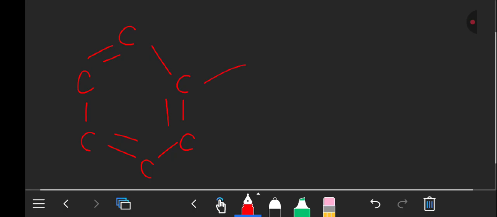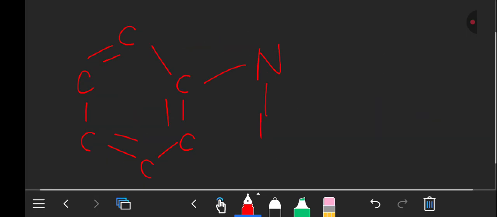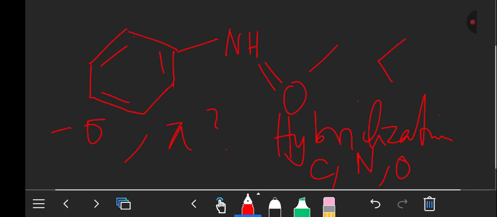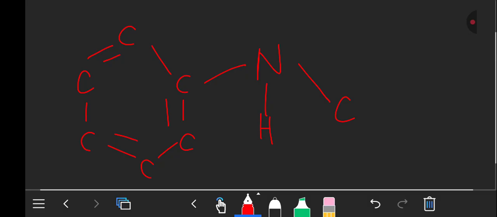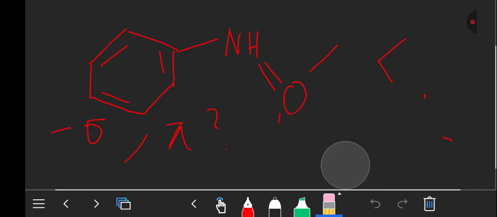Then we have nitrogen, we have hydrogen there. Then this nitrogen is attached to oxygen. In fact, the diagram here had missed a point. There should be a corner.